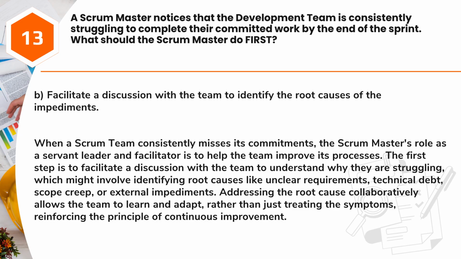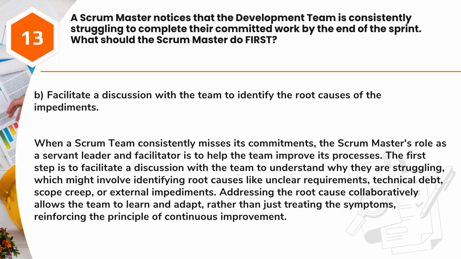The first step is to facilitate a discussion with the team to understand why they are struggling, which might involve identifying root causes like unclear requirements, technical debt, scope creep, or external impediments. Addressing the root cause collaboratively allows the team to learn and adapt, rather than just treating the symptoms, reinforcing the principle of continuous improvement.